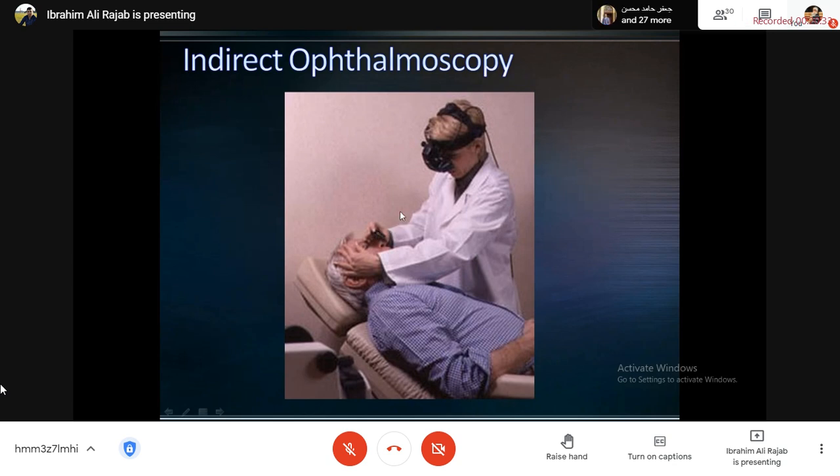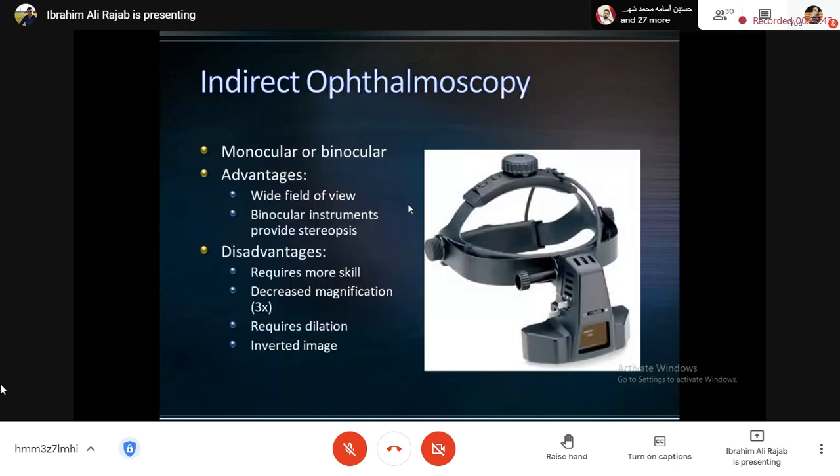The image will form here between the examiner and the lens, and the examiner will see the image of the image reflected from the retina, which is this process called indirect ophthalmoscopy. The indirect ophthalmoscopy, mostly it is binocular. Binocular means we examine by our both eyes, or sometimes monocular.